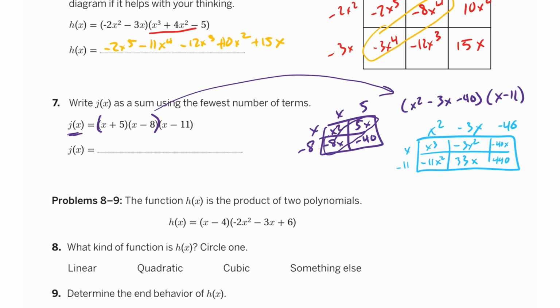And so when I combine like terms, the only ones I see are the x squareds here and my power of 1s here. So it becomes x cubed minus 14x squared minus 7x, that is 33x minus 40x, and plus 440.